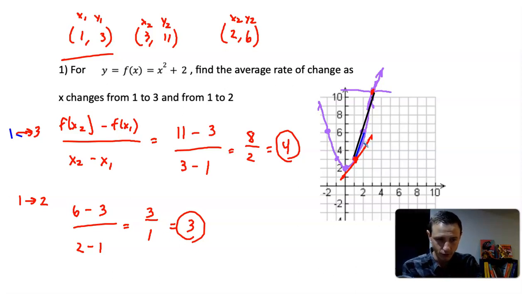And you could do this as many times as you'd like. Let's say we did 1.5. It would just get a little bit lower, and then 1.25, 1.10, 1.01. As you keep on getting closer and closer to the x value of 1, you're then going to get the slope of that tangent line. So that's what average rate of change helps us determine.